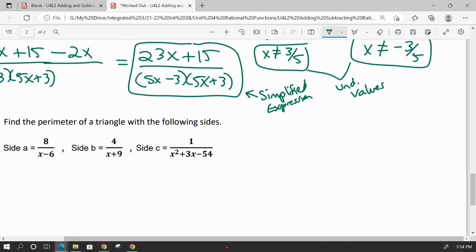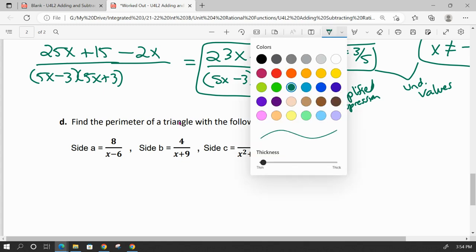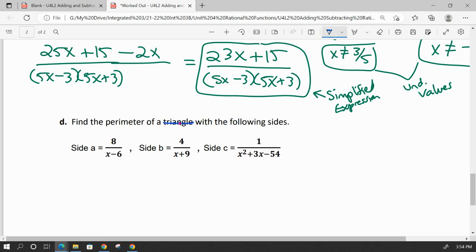All right, last but not least. On some of your handouts, you're going to see the word triangle. Some of your handouts have been changed to rectangle. It's supposed to be rectangle. I've changed this problem, so if it's not already changed, change the word triangle to rectangle, and then eliminate side C. So this is what the problem should look like.